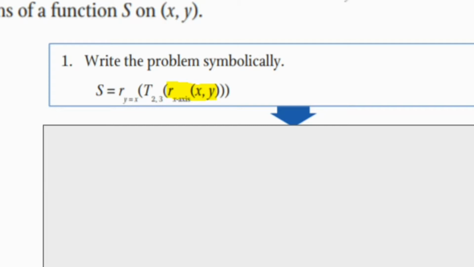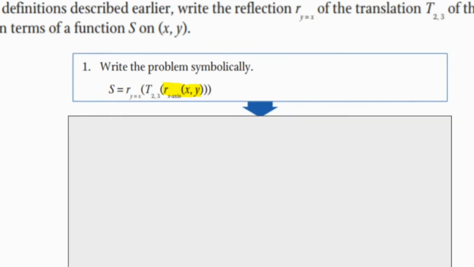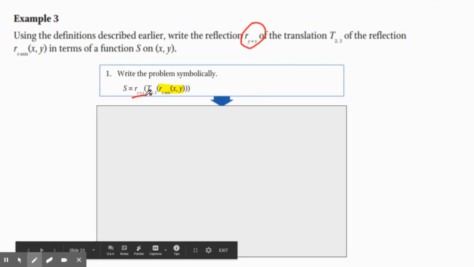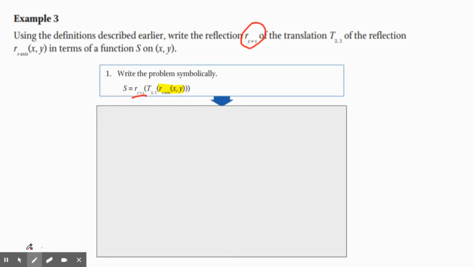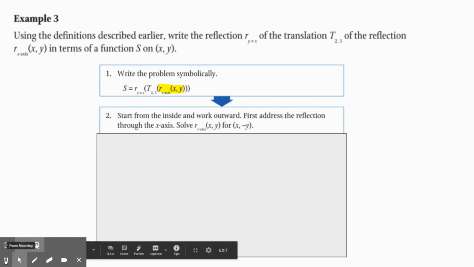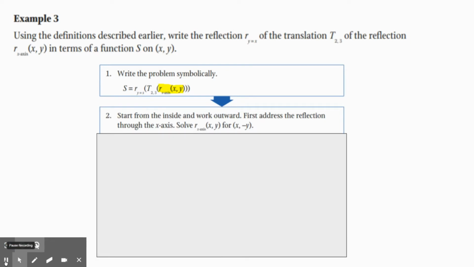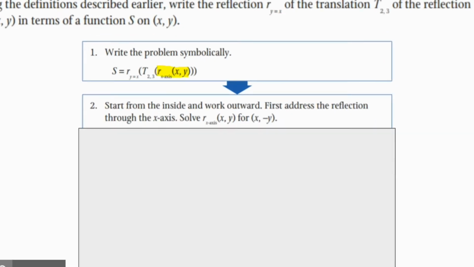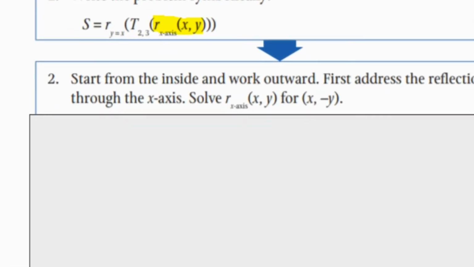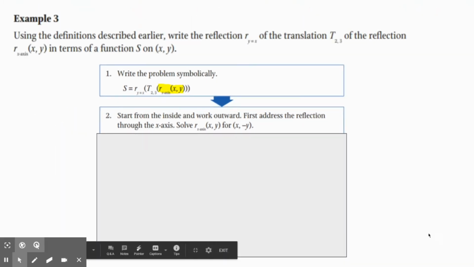And then finally, the first thing that it mentioned in the problem is actually going to be on the very outside of all the parentheses. So this right here is a reflection of the translation of the reflection. Start from the inside and work outward. Again, we're using those formulas that I provided you with earlier.